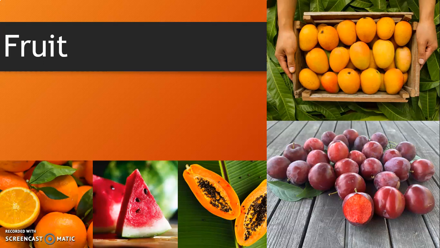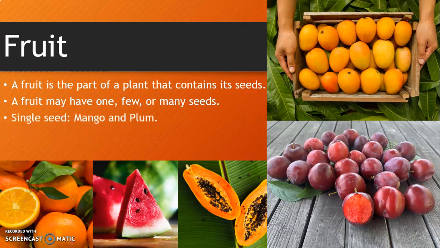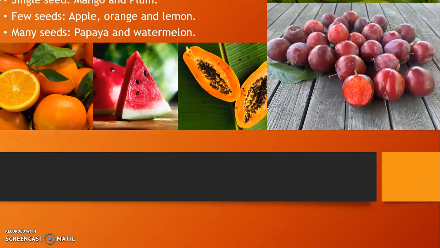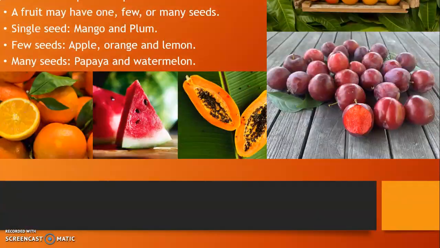Now let's discuss the fruit. A fruit is a part of a plant that contains a seed. A fruit may have one, few, or many seeds. Single seed fruits are like mango and plum. They have only one seed. Fruits which have few seeds are apple, orange, and lemon. And the fruits which have many seeds are like papaya and watermelon. They have lots of seeds.